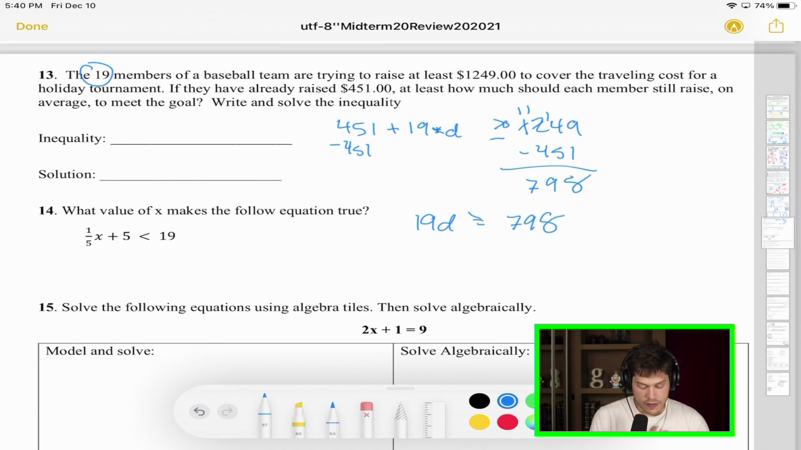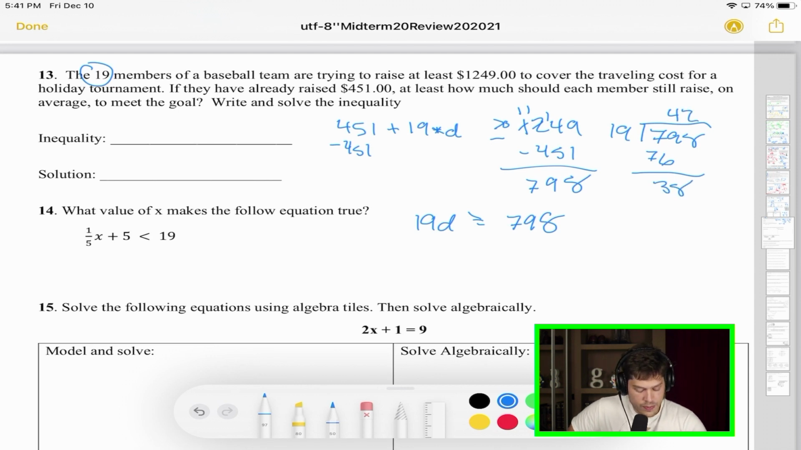So now we divide 798 by 19. What's that going to be? 20 times 4 is 80, so 19 times 4 is 76. We have 3 left over. 19 goes into 38 two times. So each player needs to raise at least 38 more dollars.